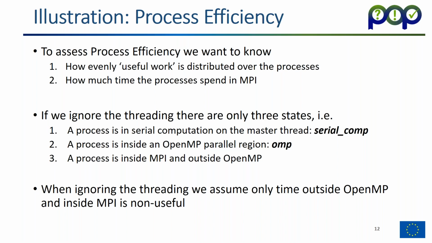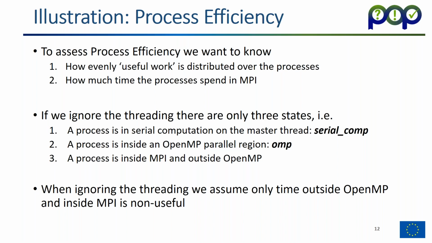I don't have time to go through all the metrics today, but I'm going to illustrate this with the case of process efficiency, just so you can get an understanding of how these metrics can be defined. To assess process efficiency, we essentially want to know how evenly the useful work is distributed over the processes and how much time the processes spend in MPI.